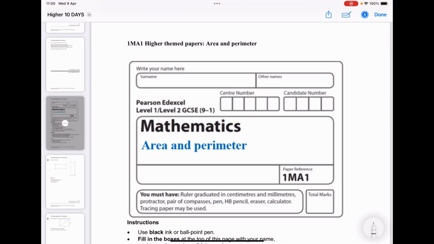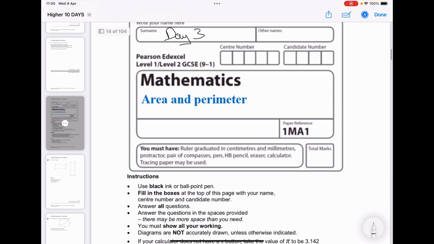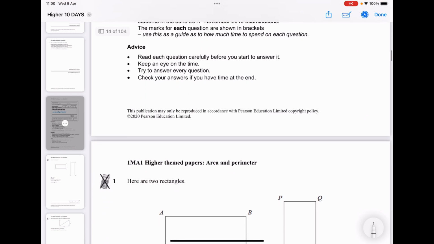Okay, good morning. We're on day 3 of the Easter revision, and today we've got area and perimeter. Often area and perimeter questions can end up forming and solving equations. So what have we got now?